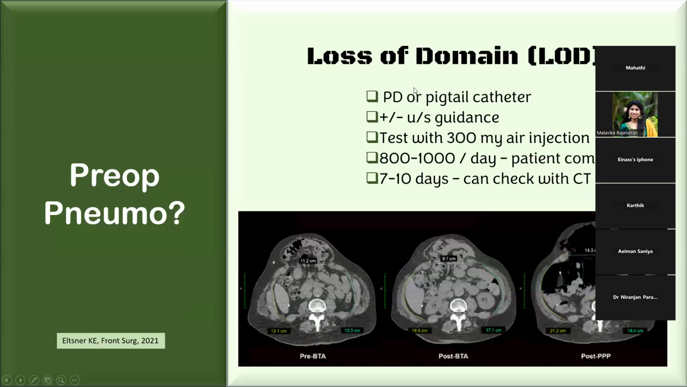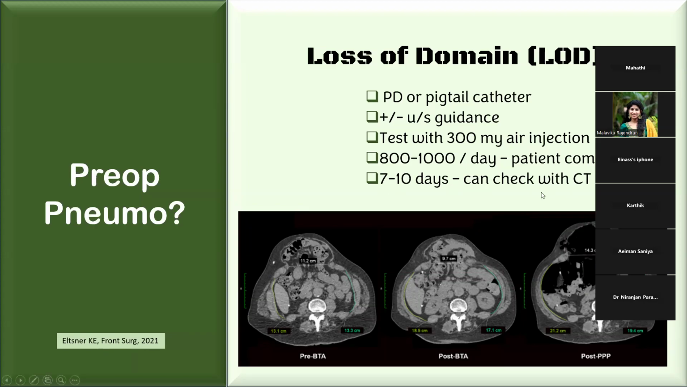This is what you do. I use a peritoneal dialysis catheter with or without ultrasound guidance. You give a little bit of air, just 300 ml, and then take an X-ray if you want. Make sure you're in the peritoneal cavity, and then you put about 800 to a liter of air every day. You ask them to come every day for 7 to 10 days.